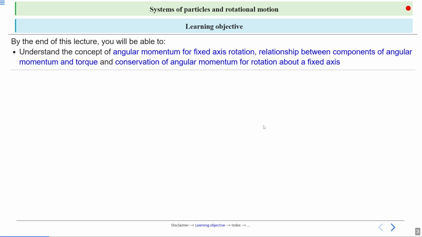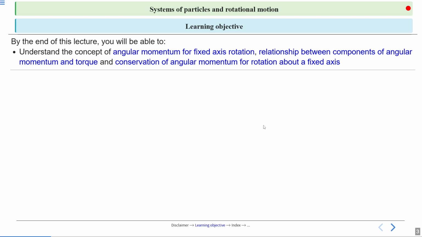Learning objective. By the end of this lecture, you will be able to understand the concept of angular momentum for fixed axis rotation, the relationship between components of angular momentum and torque, and conservation of angular momentum for rotation about a fixed axis.